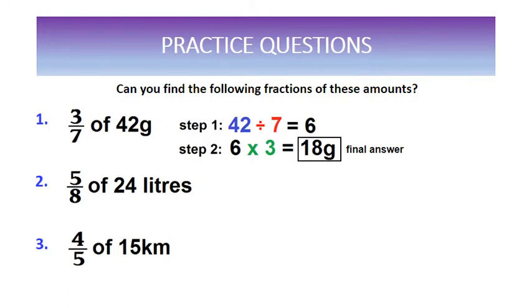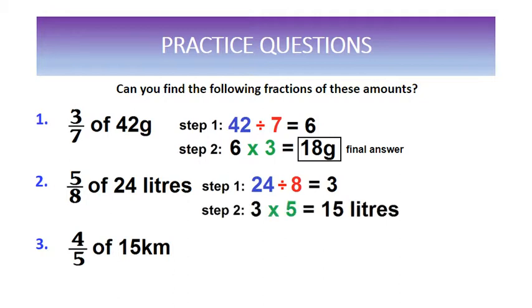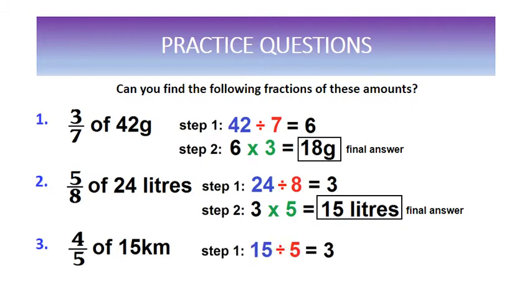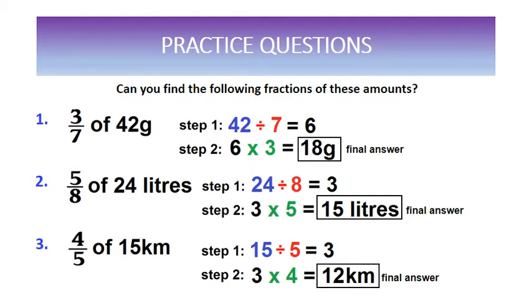Number 2, step 1 is to take the 24 litres and divide it by the denominator of 8, gives you 3. Step 2, you multiply that 3 by the numerator 5, and that gives you a final answer of 15 litres. And number 3, step 1 is to take the 15 kilometres, divide it by the denominator 5, gives you 3. Step 2, you take that 3, multiply it by the numerator of 4, and that gives you a final answer of 12 kilometres.